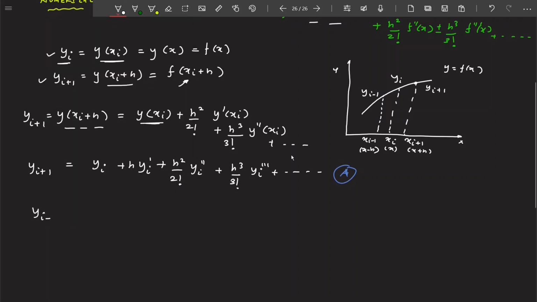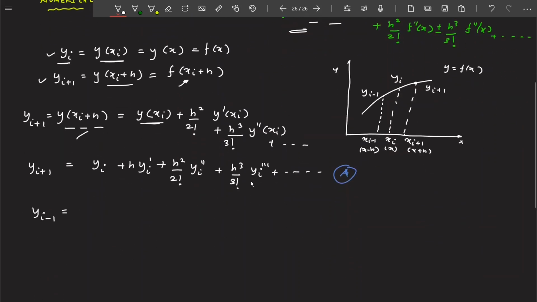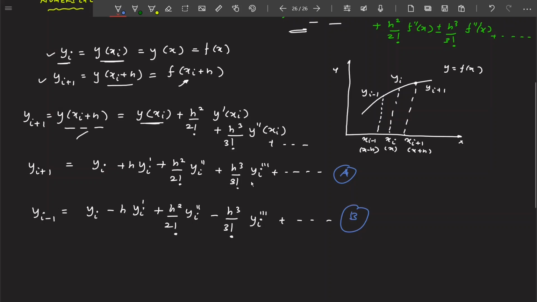Let us write down the same Taylor series expansion. Now this time I'm not going to write it down like this. I hope now you guys understand. So if you just use this formula and apply it here, you'll find out this is y i minus h y i dash plus h square y i double dash minus h cube y i triple dash and so on. So let us say that this is my equation number B.